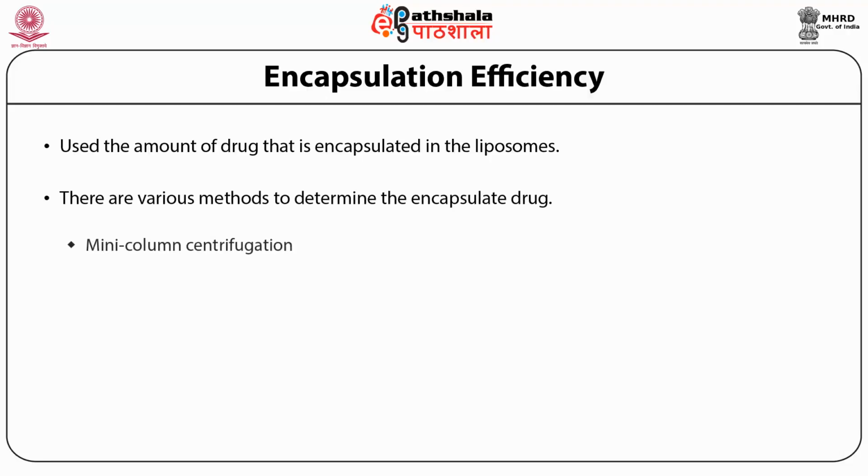One such method is mini-column centrifugation, which is based on the difference between size of the unencapsulated drug and drug-loaded liposomes. Another method which can be used is the dialysis technique, where a dialysis membrane having an appropriate cutoff is used. Ultracentrifugation can also be done for separating unbound drug from liposome. It is one of the simplest and fastest methods that can be used for this purpose. The separated drug-loaded liposomes are then used to determine the amount of drug loaded.